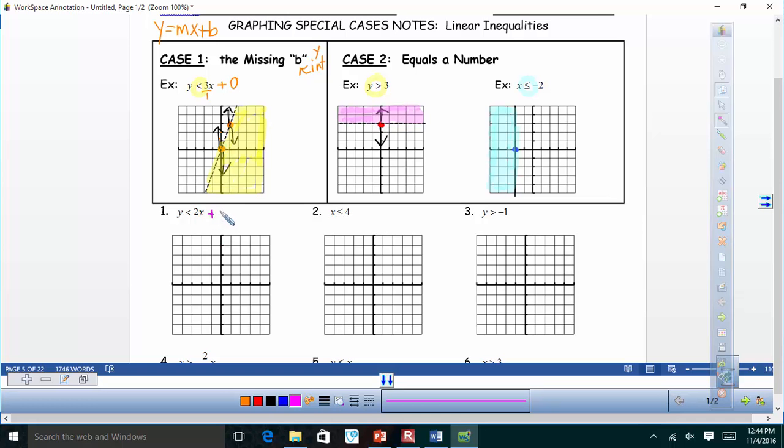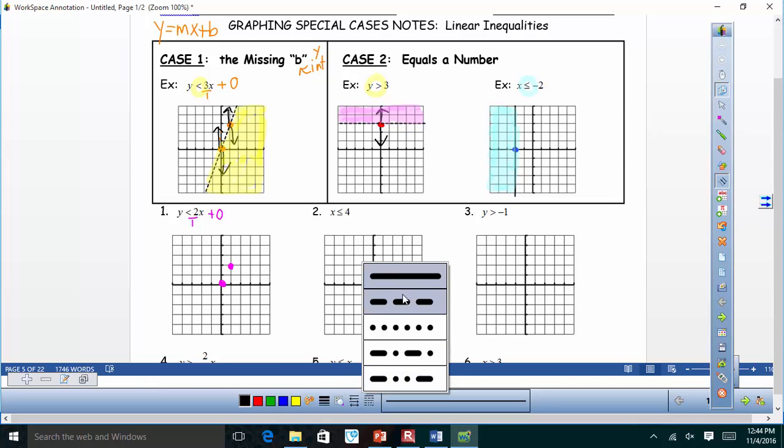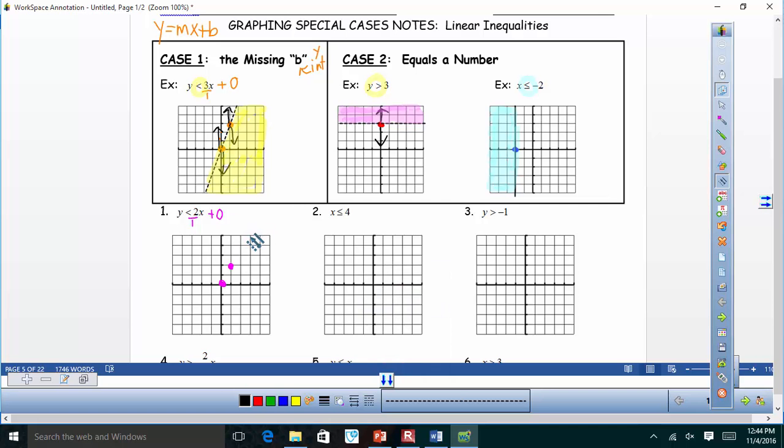So I'm going to write plus 0, and that means I'm going to put a point at 0, 0, the origin. Then I'm going to use my slope. What is my slope here? 2 over 1, so that means I'm going to go up 2, right 1. Looking at the sign, it's less than, so is that dotted or solid? Dotted. So I'm going to draw a dotted line all the way through that.